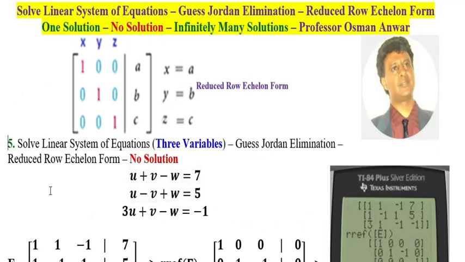Number 5 is solve linear system of equations, 3 variables, Gauss-Jordan elimination, reduced row echelon form, and this is no solution. And the system of equations are u plus v minus w equals 7, u minus v plus w equals 5, 3u plus v minus w equals minus 1.